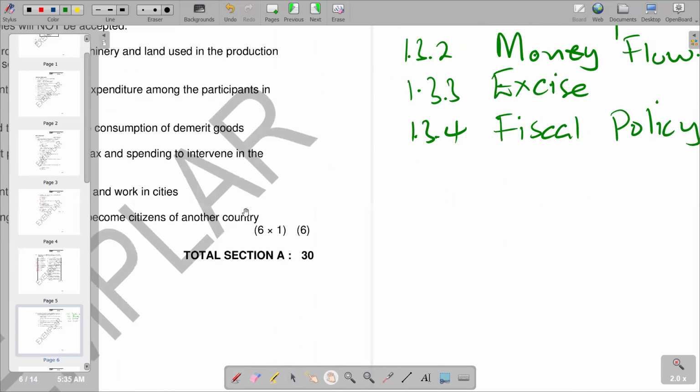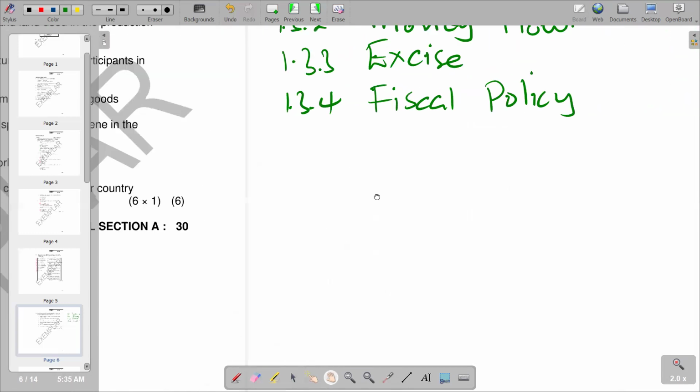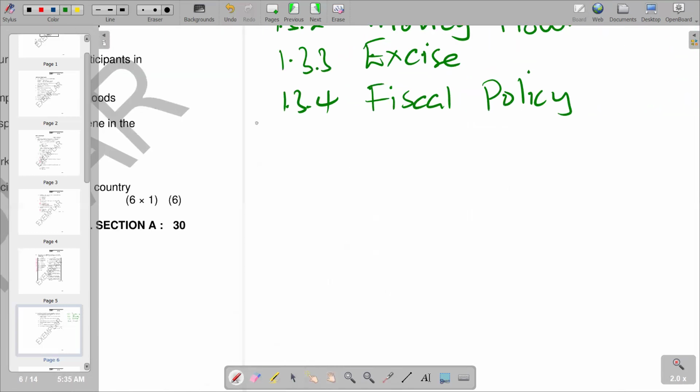And we go to the last one, which is 1.3.5, the movement of people to live and work in cities. So here we have a migration that is taking place obviously from the rural to the urban, to the cities. So obviously this is rural-urban migration, and we call it urbanization. Urbanization, 1.3.5.